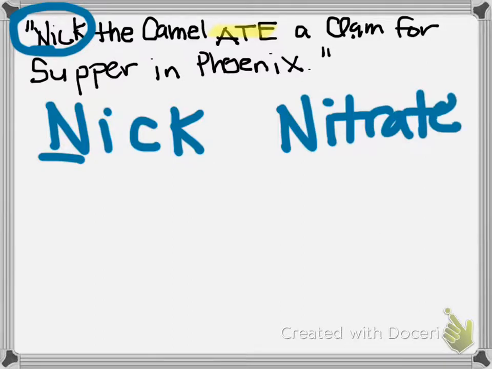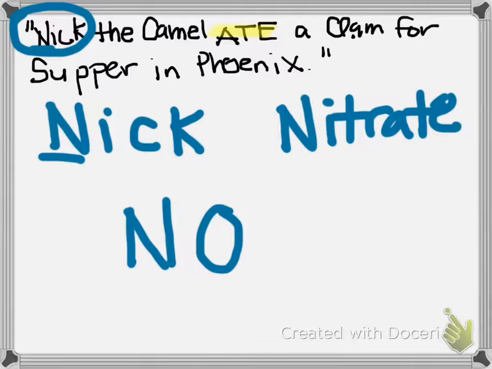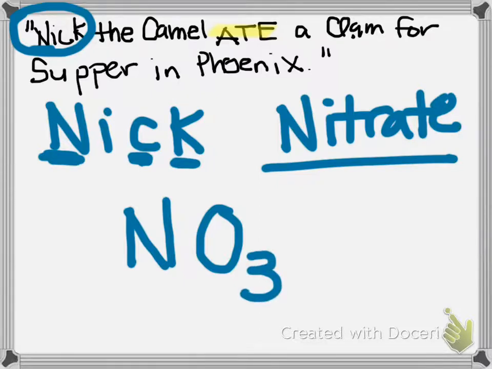So we know the name nitrate. What is the formula? Well, the formula is going to have the N for nitrogen, and we're going to be bonded to a certain number of oxygens. The number of oxygens in nitrate will equal the number of consonants in the key word. So in the word Nick for nitrate, there's the N, the C, and the K. There's 3 consonants, so we have 3 oxygens.